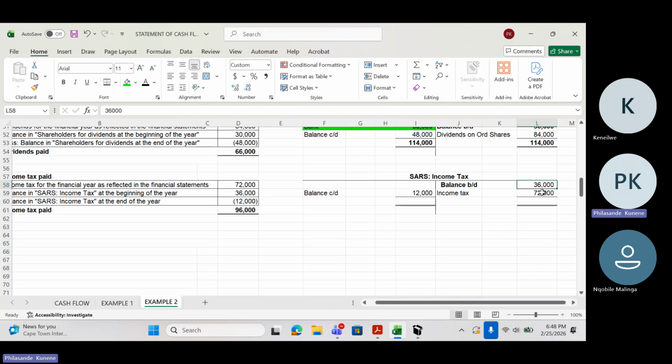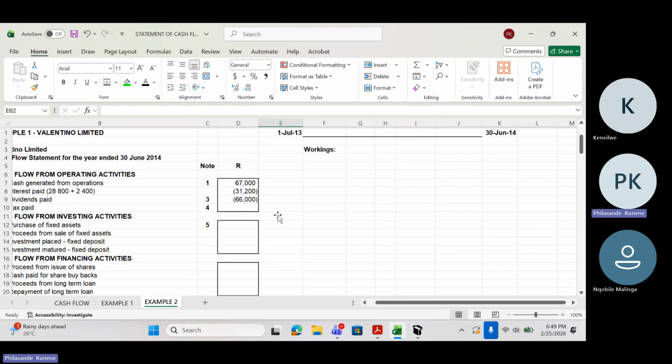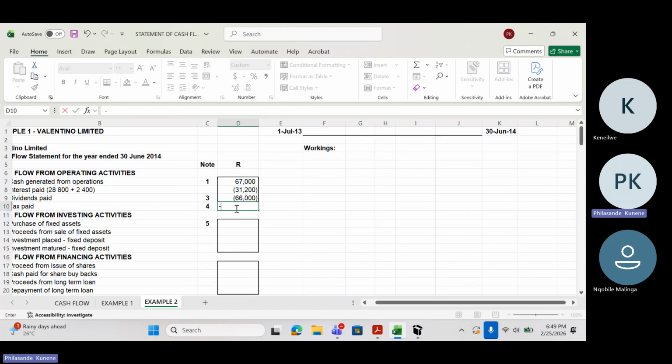Okay, then you balance your accounts by getting the total on the credit side, which is 108,000. You transfer that to the debit side, 108,000 rands, and then the difference will be the amount that will be paid. So I'm going to say bank. This is what has been paid under SARS income tax, 96,000 rands. So I'll go to income tax paid and say minus 96,000 rands. Are you guys following?